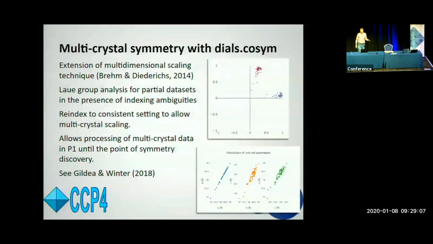So the idea is you collect lots of data sets that may have indexing ambiguities, and in fact, you don't really know what the symmetry is. Push it into dials.cosym, and this will sort it all out for you using the multi-dimensional scaling protocol and re-index at the end. And this is very powerful. If you've got multi-crystal data, you could, in principle, process or integrate everything in P1, chuck it into dials.cosym, and assuming the data are good enough and you've got enough overlap, it will result in a consistently indexed data set. That was published 2 years ago in Gilday and Winter.